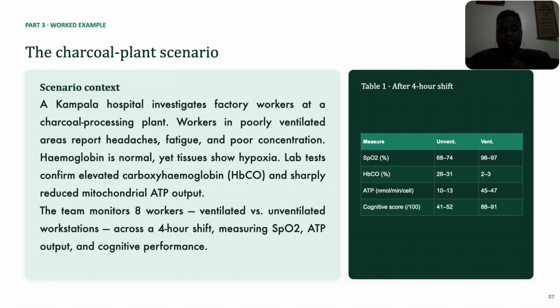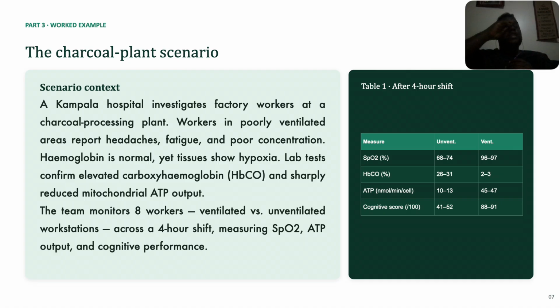The people who are unventilated, we have 26 to 31, that is carboxyhemoglobin. In other words, how much of their hemoglobin is bound to carbon monoxide is higher than people who are ventilated. And then in ATP, we are going to have more ATP in people who are ventilated and less ATP production in people who are unventilated. Cognitively, the cognitive score is going to be better, which is higher, 88 to 91, in people who are ventilated, and people who are unventilated are going to have low cognitive scores.